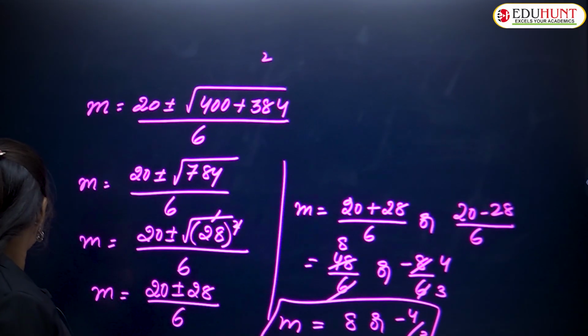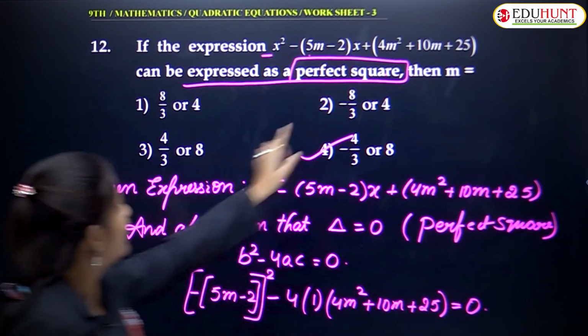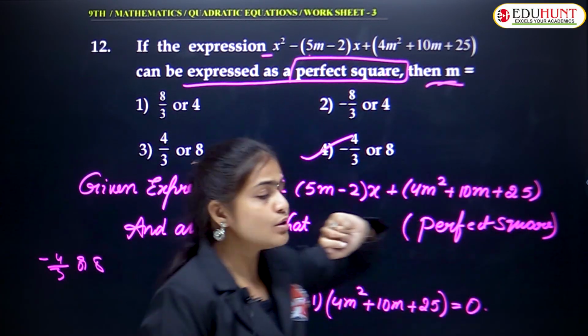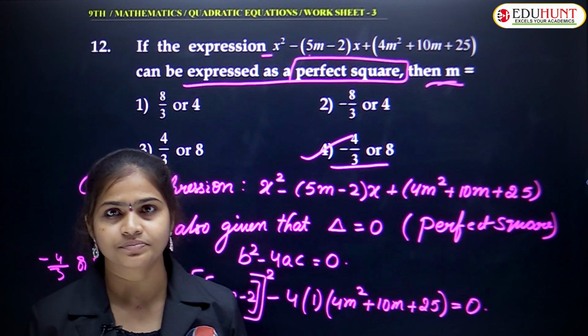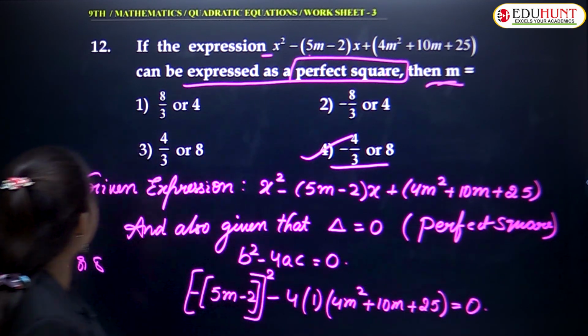So that M value, that one only they asked here. Then the value of M. So what is the value of M? Either minus 4 by 3 or 8. Understand? So let us see the next question.